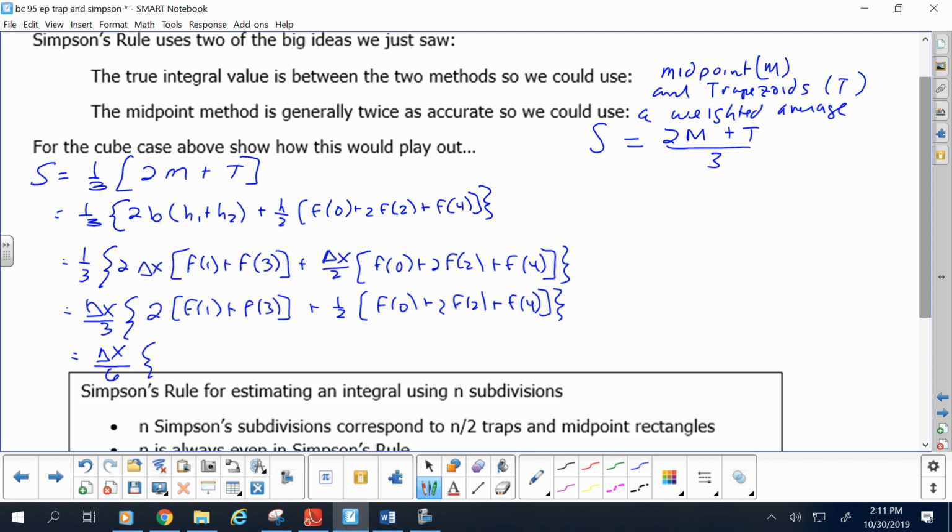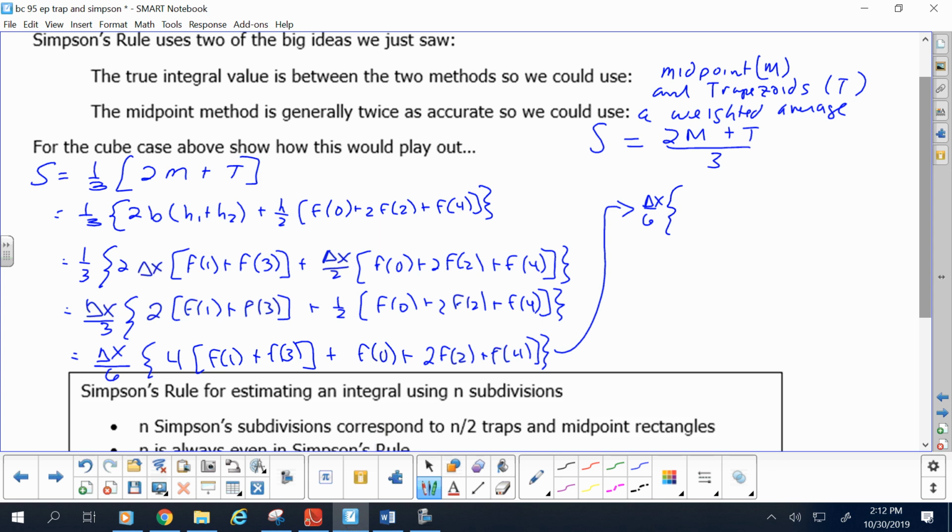And, all right, so when I take out a half, what does this become? A 1 or a 4? 4. 4 f at 1 plus f at 3. And then just normal, no parentheses, f at 0, 2 f at 2, and a single f at 4. Okay. Almost there. Delta x over 6.